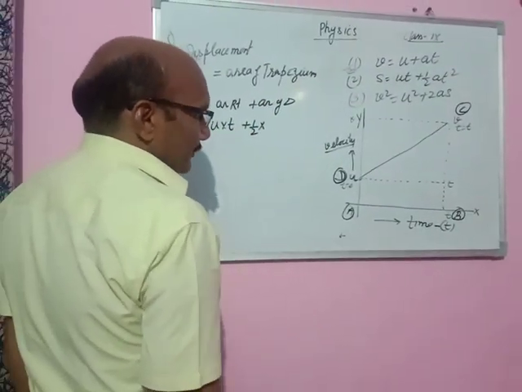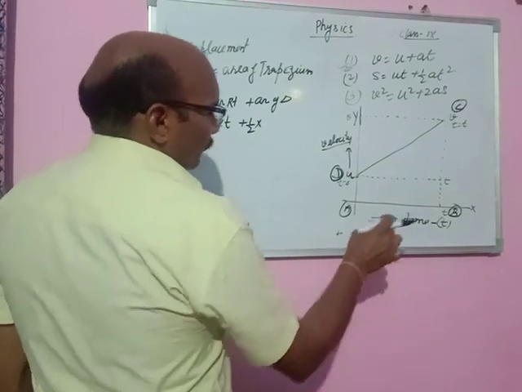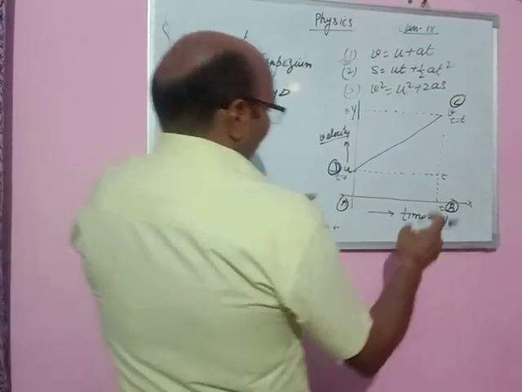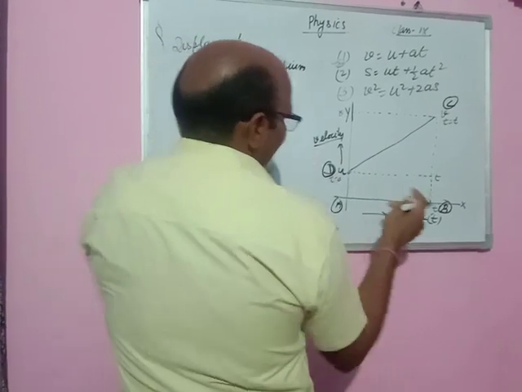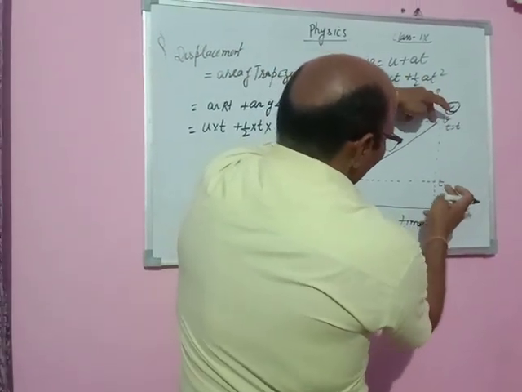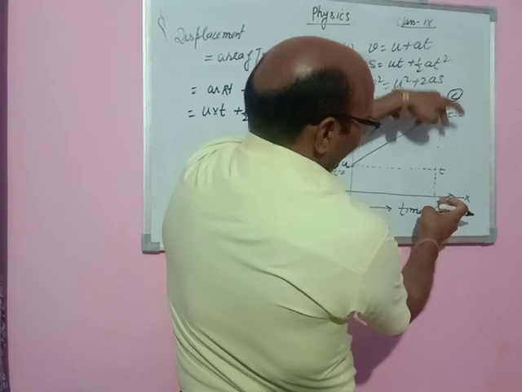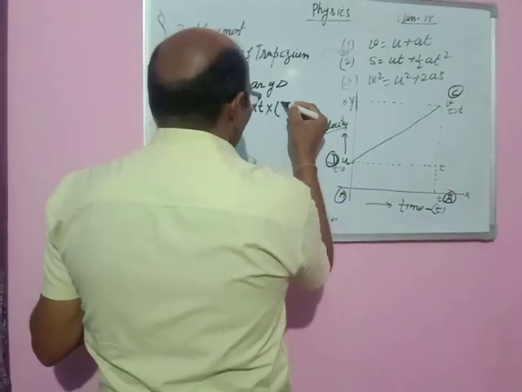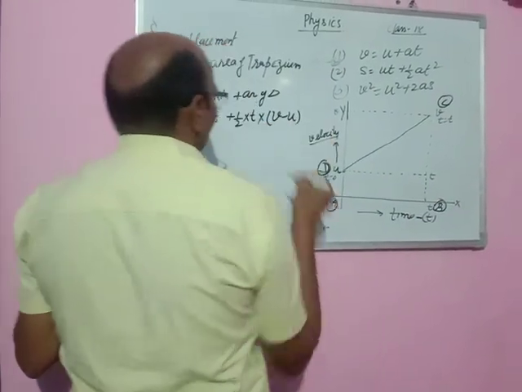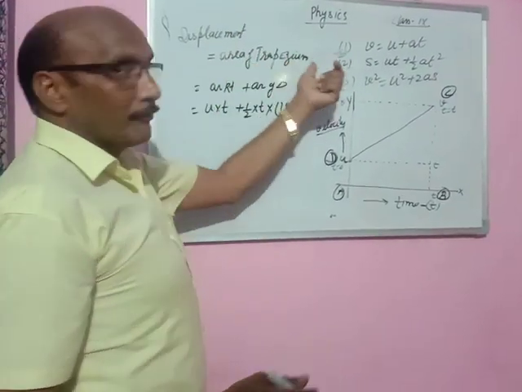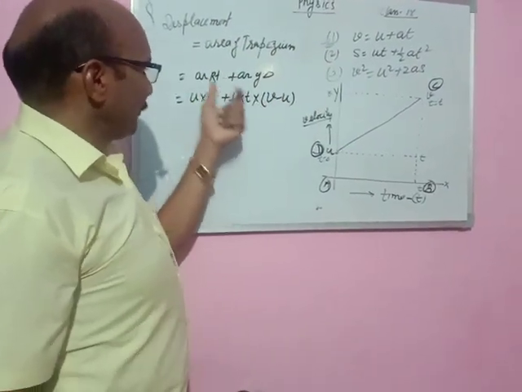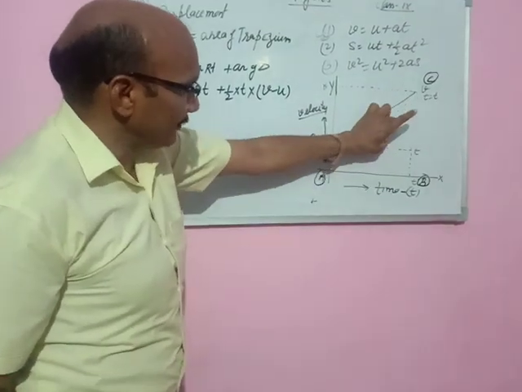Area of triangle means half into base into height. Base is again t, and this height should be equal to the total v minus u. This is v minus u. It should be clear to you. The area of displacement is equal to the area of the trapezium. Area of trapezium equals the area of this rectangle plus the area of this triangle.